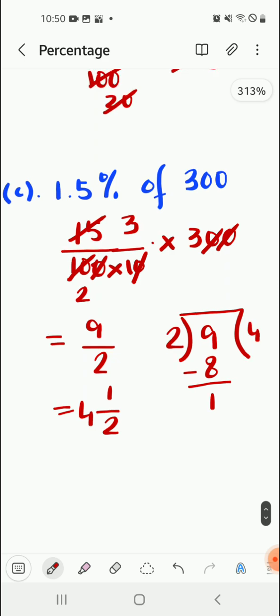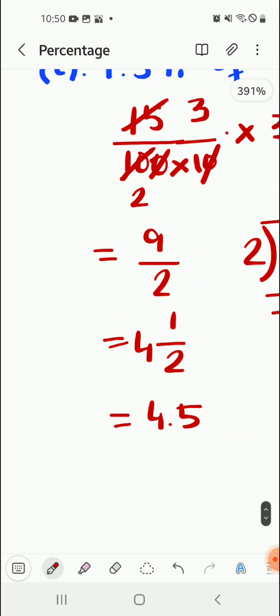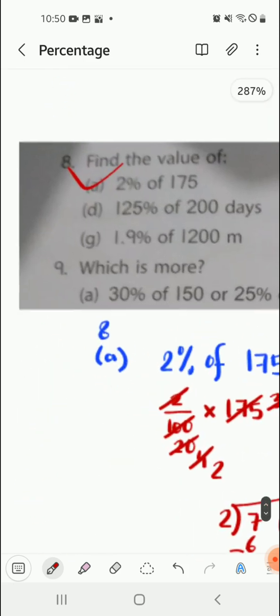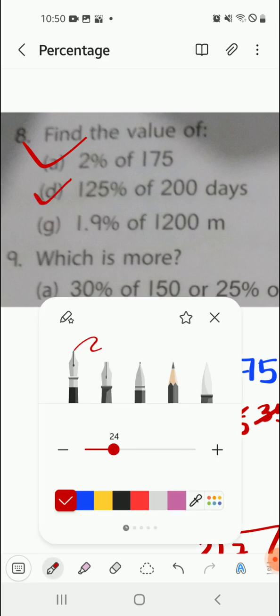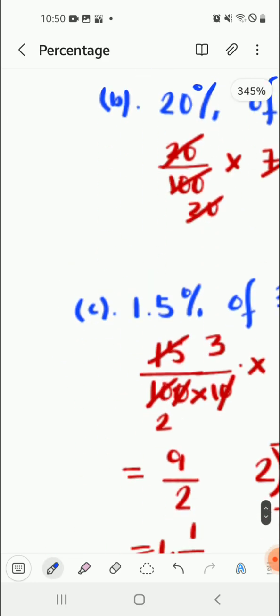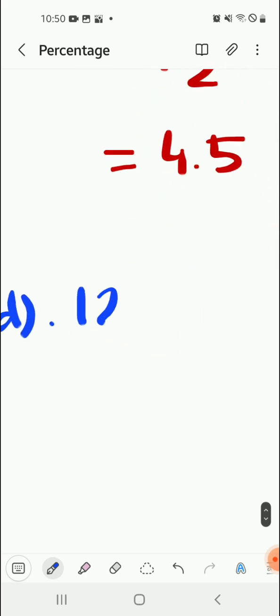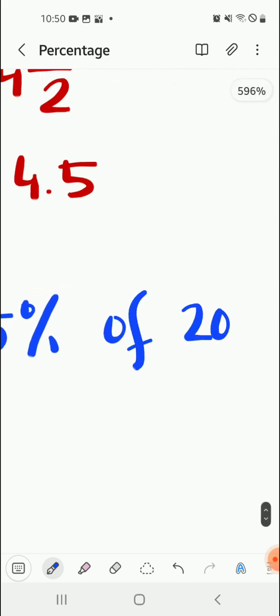There is another way in which we can write the answer because it's given also in 1.5%. We can also write it as 4.5 because half means 0.5. Whatever suits you, right? So we are done with number C. Moving on to number D. 125% of 200 days.